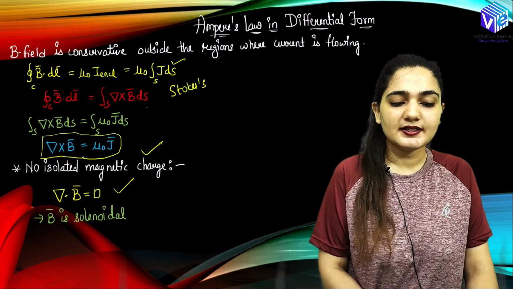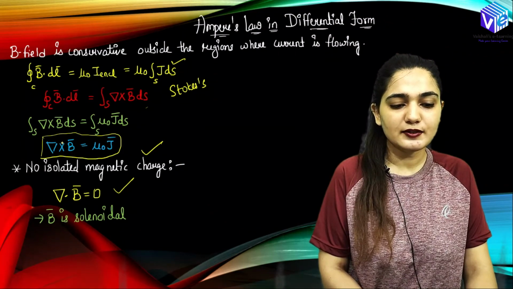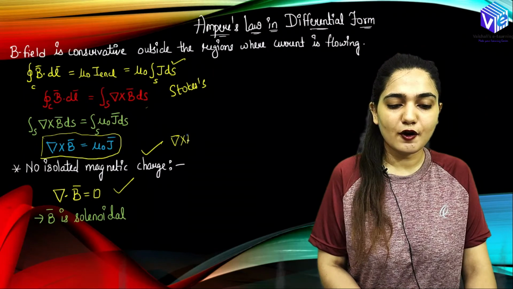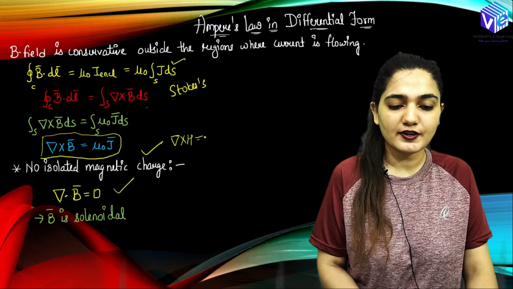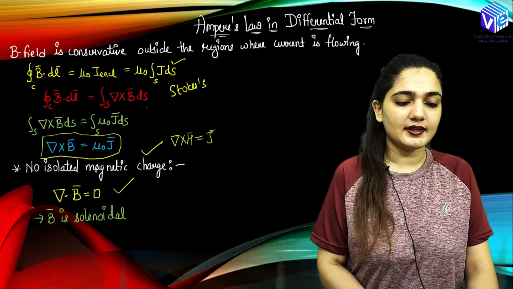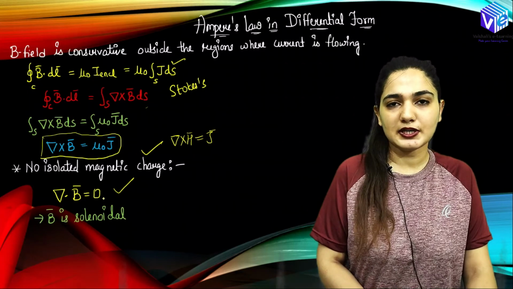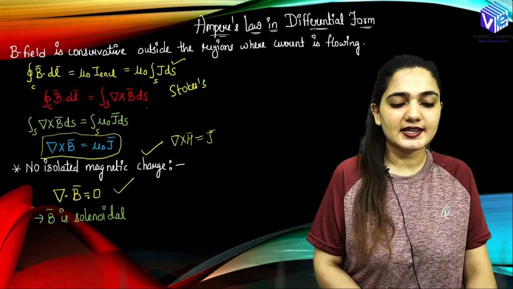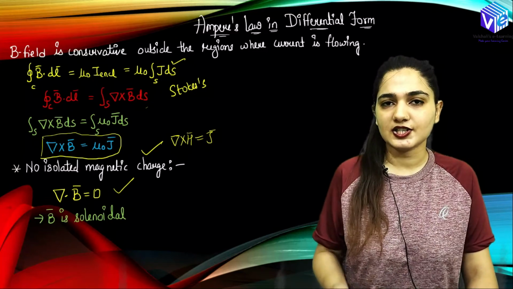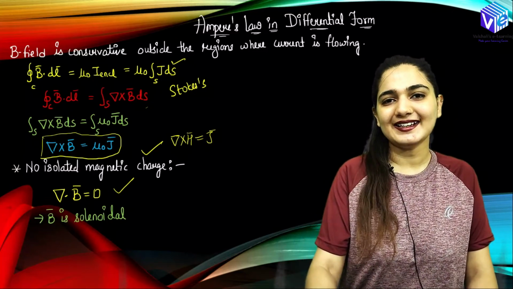Or we can represent this in terms of H as well. So del cross H will be equal to J. This is the second form of the Ampere's circuital law differential equation. So del cross H is equal to J. This is the second form, right? And the next differential equation for magnetostatics is del dot B is equal to 0, which represents that there is no isolated charge, and let's talk about it in detail in the next video.